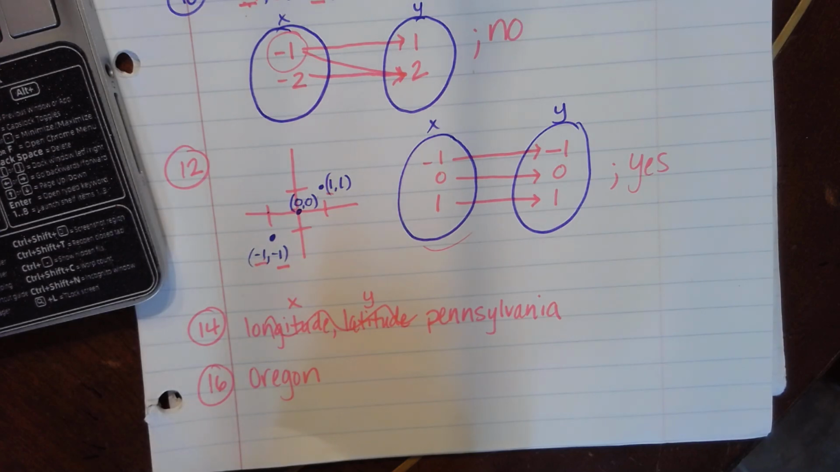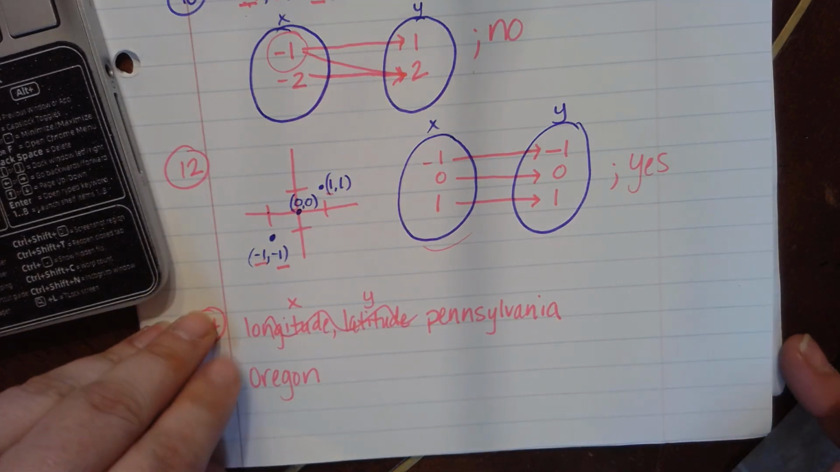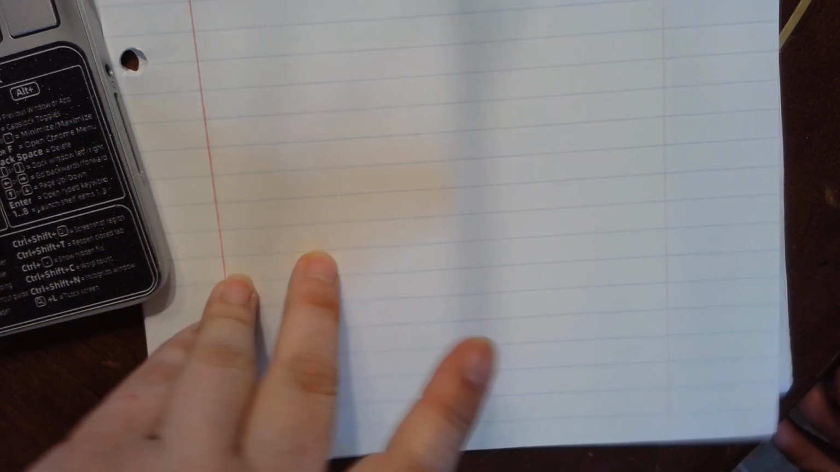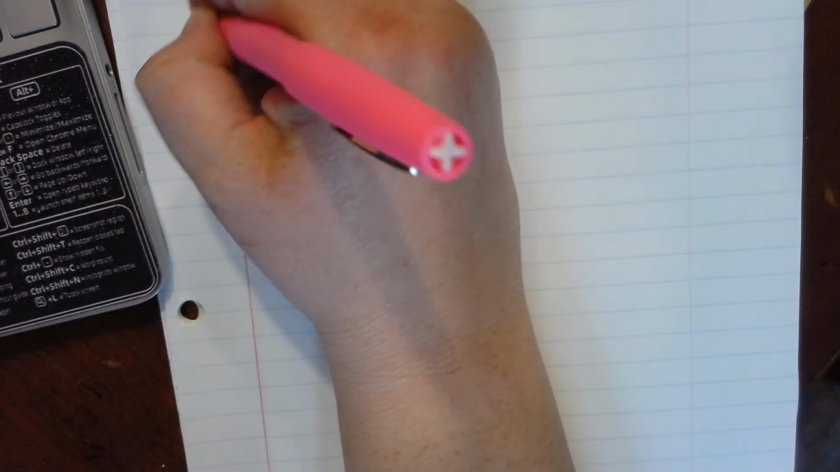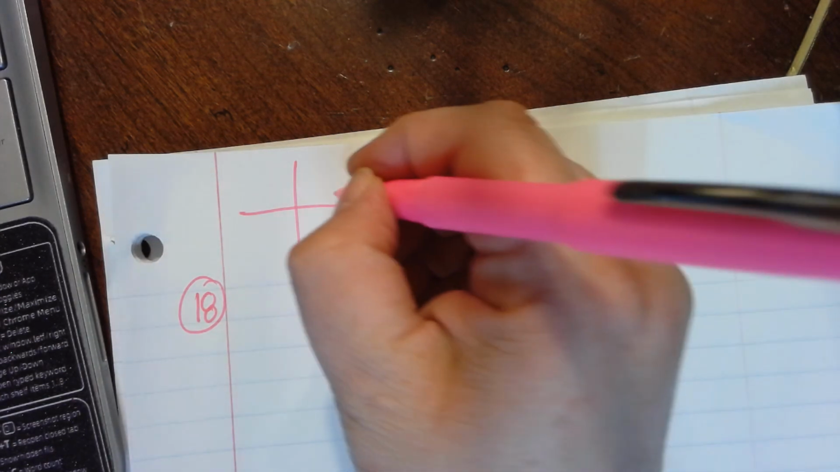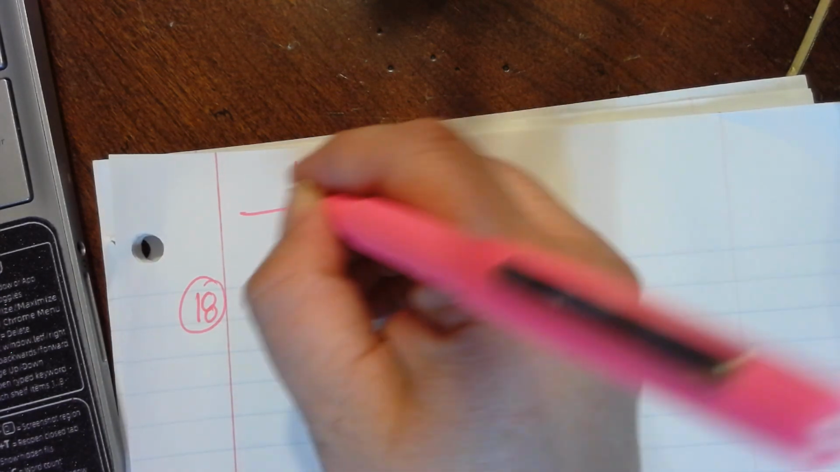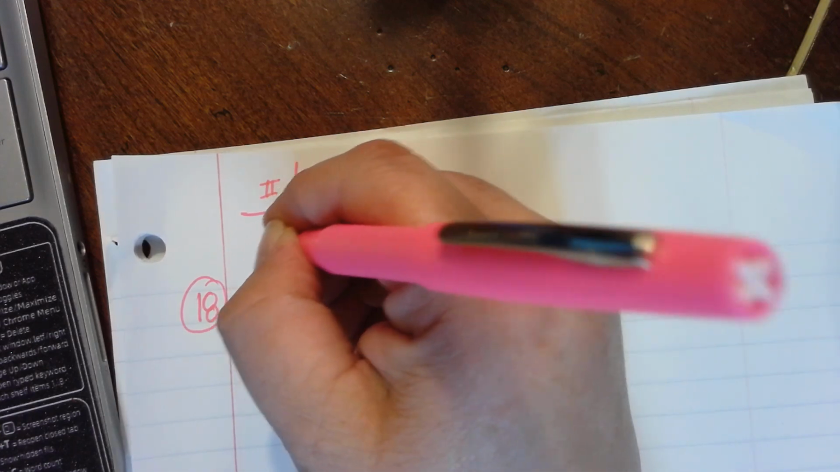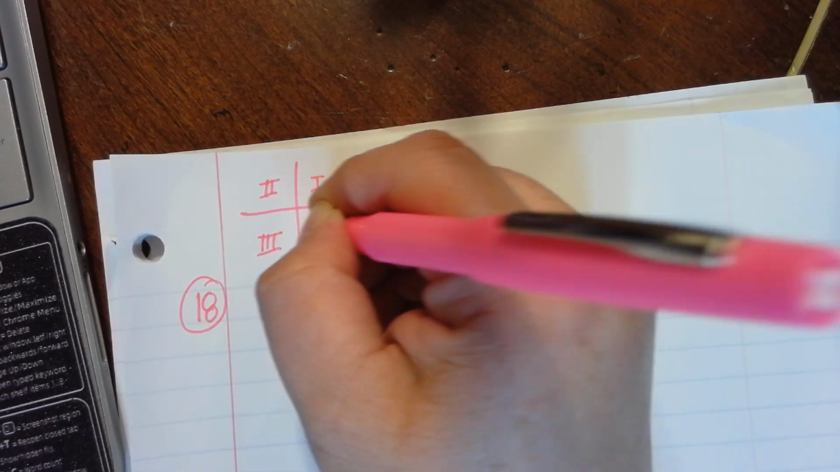All right, so that's number 16, longitude, latitude. Alrighty. So for number 18, they're going to give you some information, and then they want you to tell them on that Cartesian plane what plane you would be in. Okay, now just FYI, we talked about this at the very beginning, but as a refresher, here's your graph, and these are your planes: 1, 2, 3, and 4.